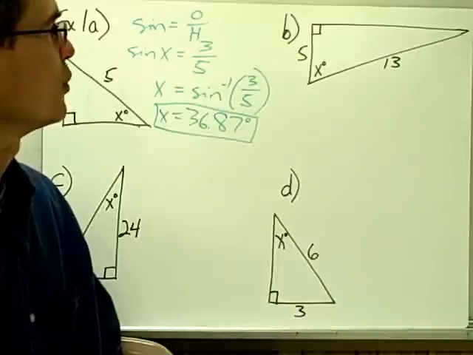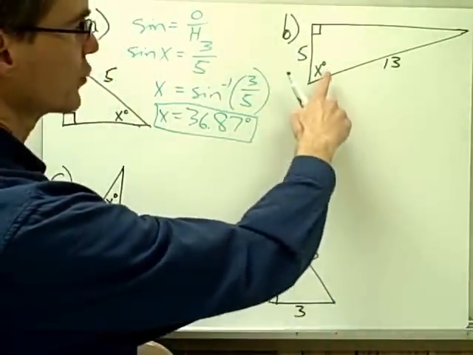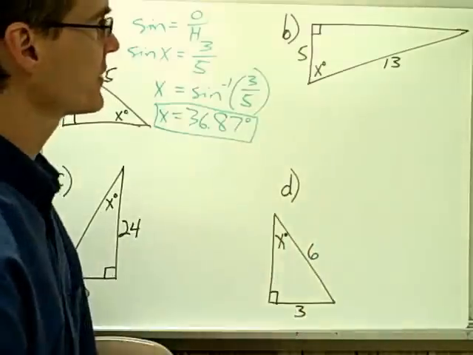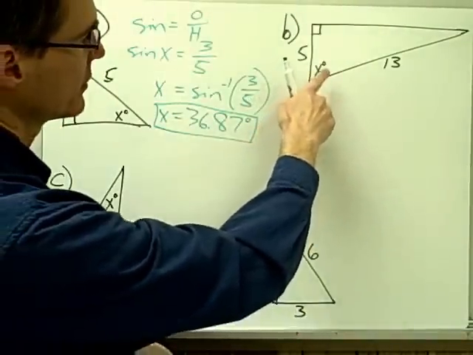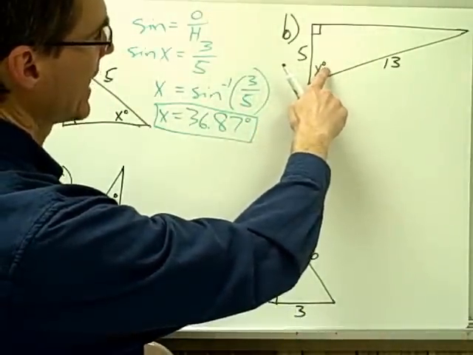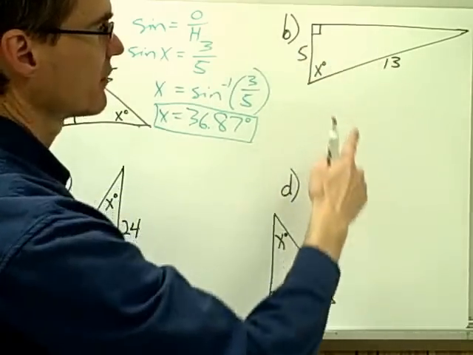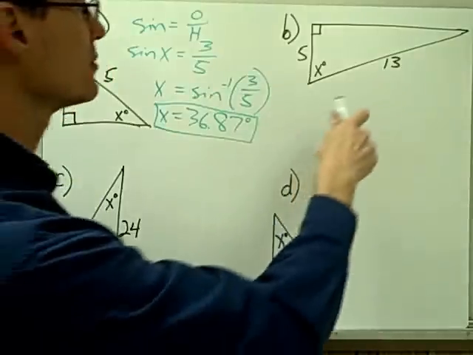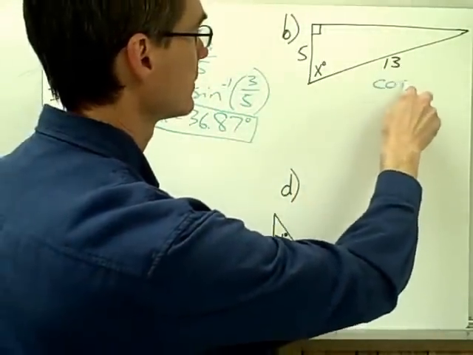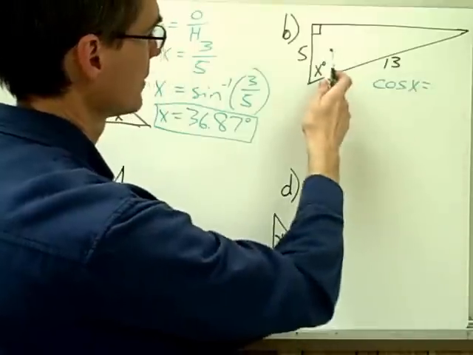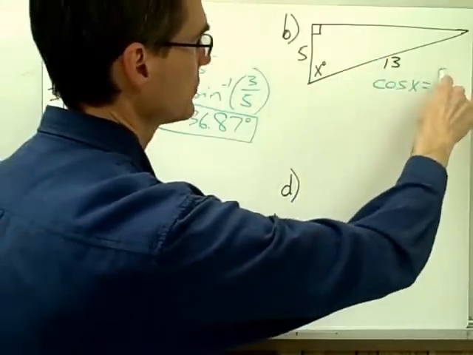Let's take a look at example 1b. Again, I have a right triangle, and I'm looking for the value of an angle. So I'm going to set this up using one of my trig ratios. So which one? Let's see. I have an angle, adjacent, hypotenuse. Adjacent over hypotenuse is cosine, so I'm going to use my cosine trig ratio. The cosine of x is adjacent over hypotenuse.